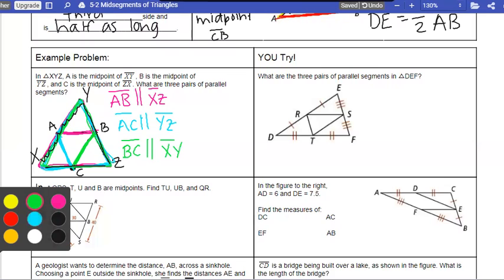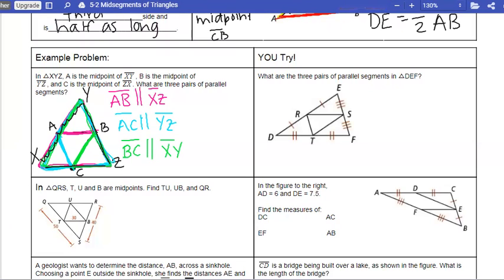All right, to the right over here, it says, what are three pairs of parallel segments in triangle DEF? Three pairs of parallel segments. I want you to just pick one of them, submit your answer, and then we'll go on to the next problem.